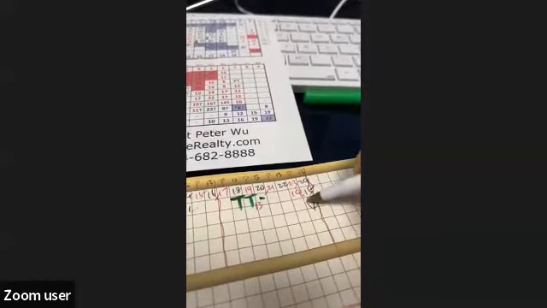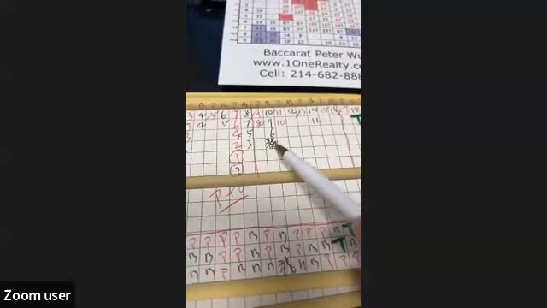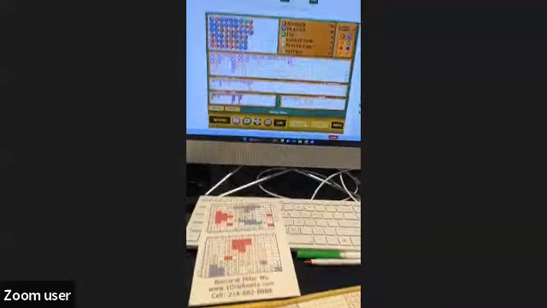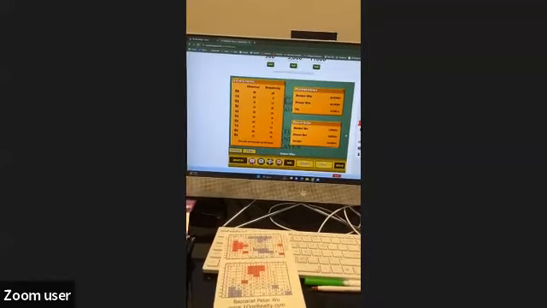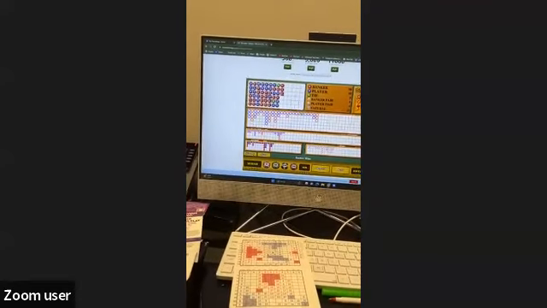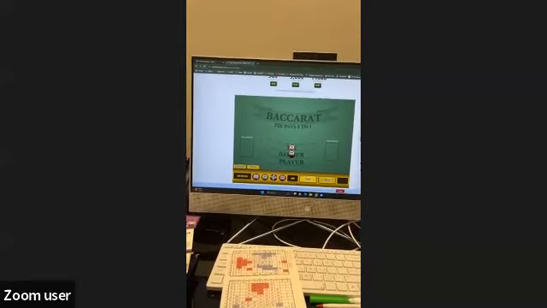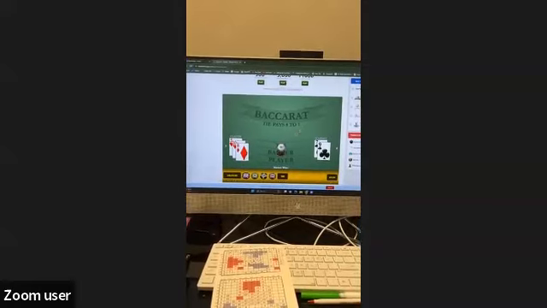Okay, now 7 times 2 equal 14, right? All in. So this hand, because this dragon, did you see this dragon right here? That means this should be dragon. 51, 15, 14. You need to bet.